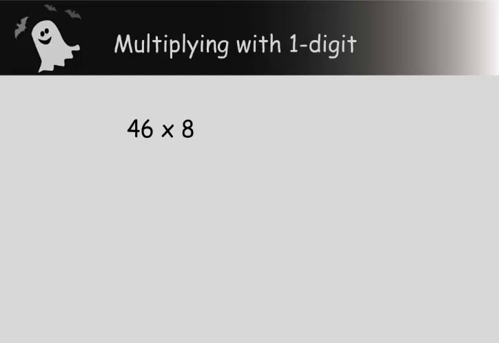Today we will be using the standard algorithm for multiplication. Here we're going to multiply with one digit. We have 46 times 8. We're going to line up the ones places so we know that we're going to multiply the ones first.